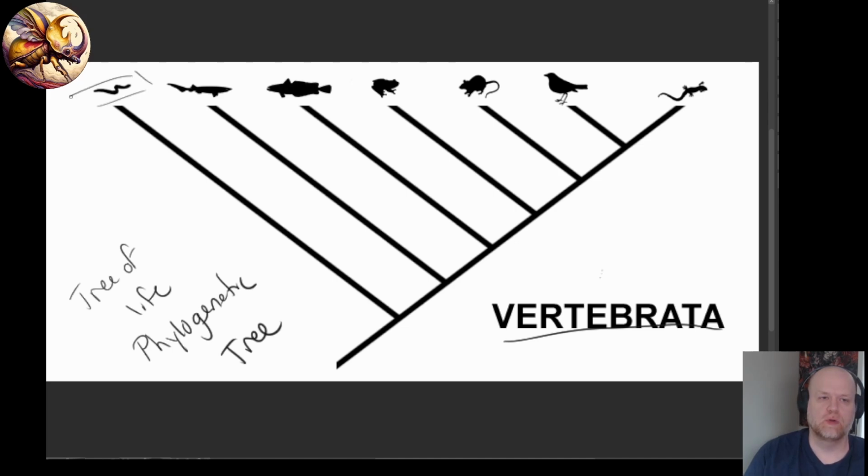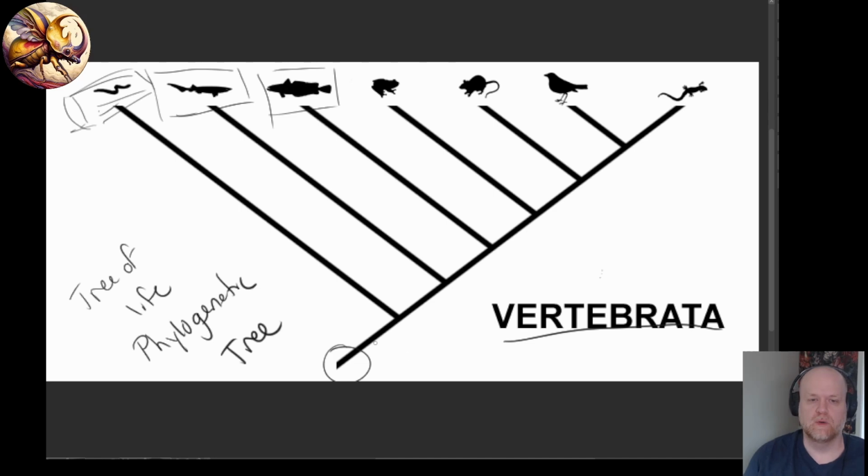So the first group here, this is the root. The first modern group of these that is still alive are the jawless fish. So this is like the hagfish and the lampreys. Then you have the non-bony fish, like sharks, the cartilaginous fish. Then you have the bony fish.